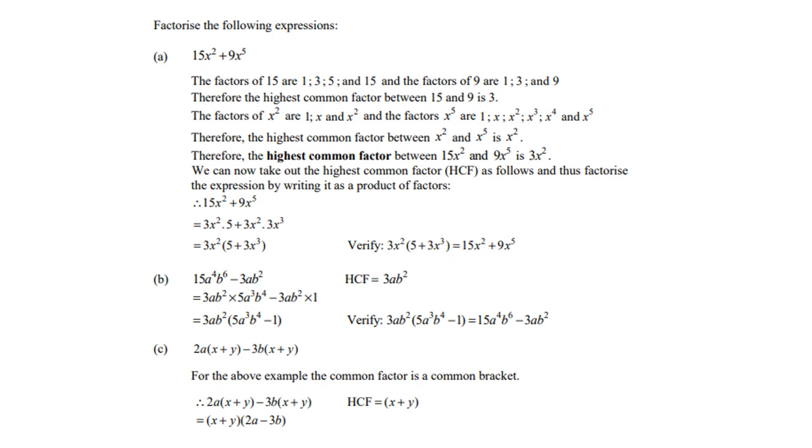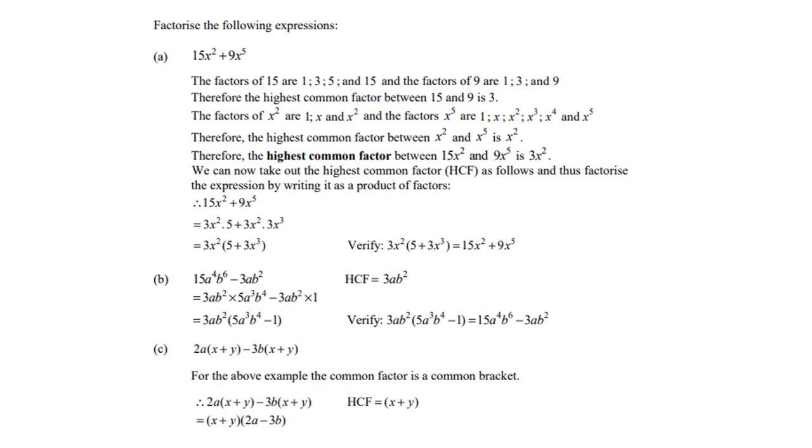Now we can take out the common factor, or we also call it HCF, as follows, and thus factorize the expression by writing it as a product of factors. So therefore, 15 is the same as 3x squared times 5, and 9 is the same as 3x squared times 3x to the power of 5. So now you can see the common factor is 3x squared. So what is left then is the 5 plus 3x cubed. You can always verify your answer by multiplying in with the 3x squared.